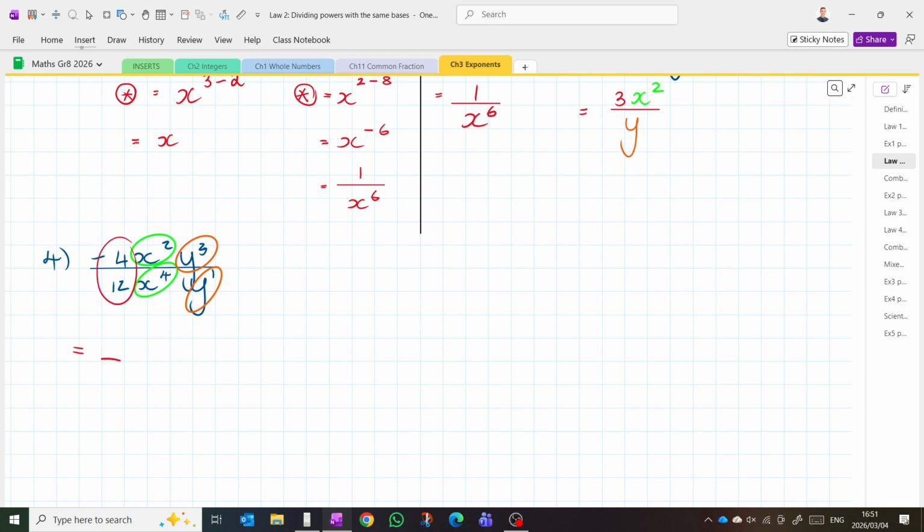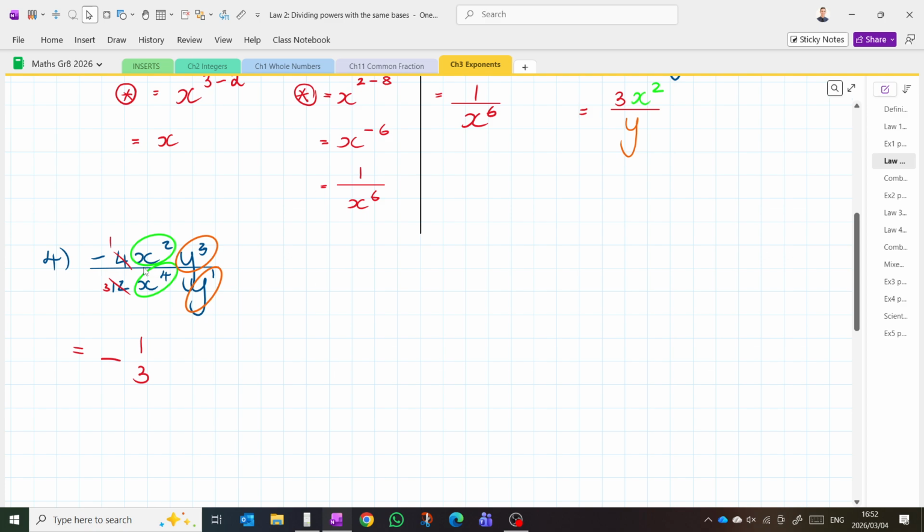Now 4 over 12, we can't actually divide, but we can simplify. 4 can go into itself once and into 12 3 times. So that leaves me with 1 over 3. This 1 here would not have to be written unless it's the only thing left in my numerator. If there's anything else left, so if there's going to be an x or a y left in the numerator, I do not have to write the 1. Once again, it doesn't make it wrong to write it, but you don't have to.